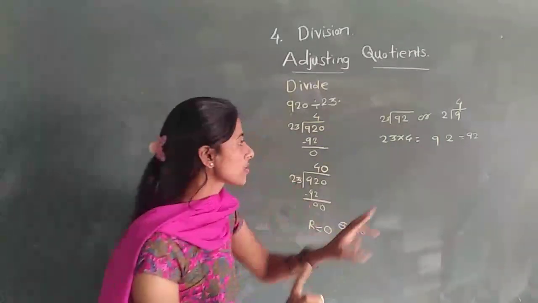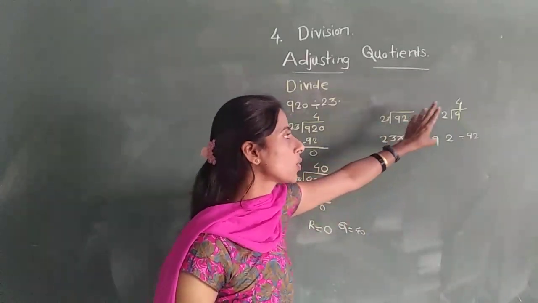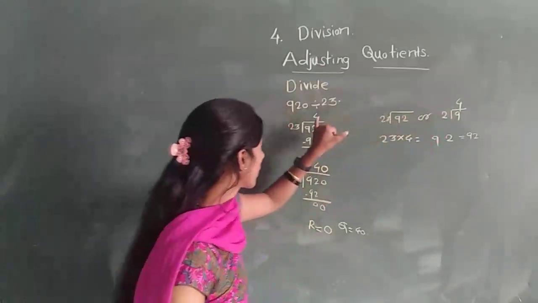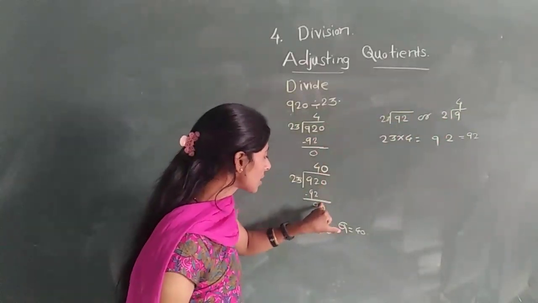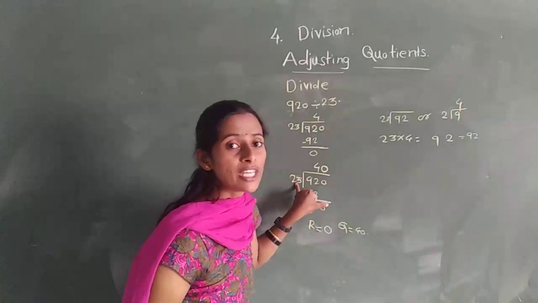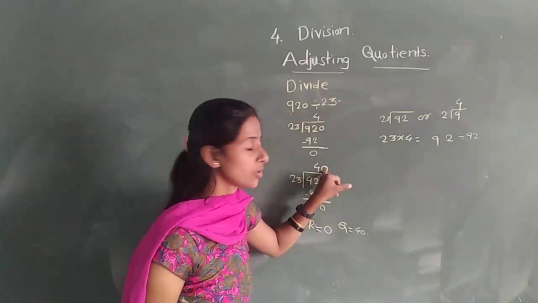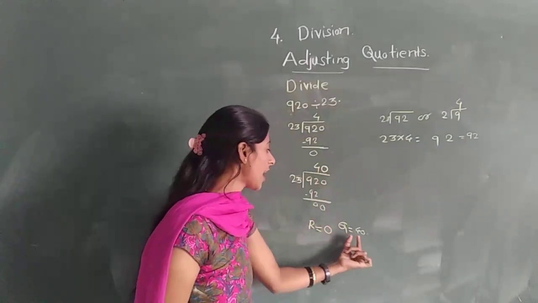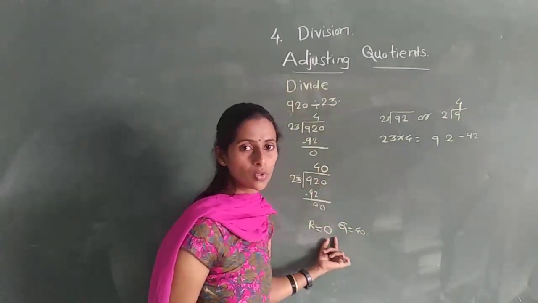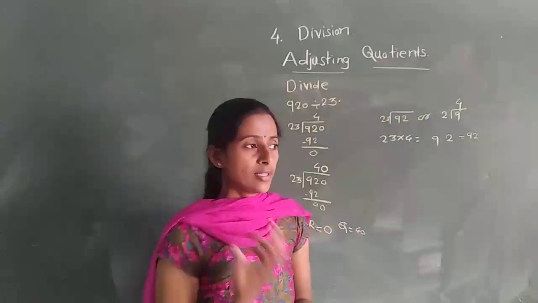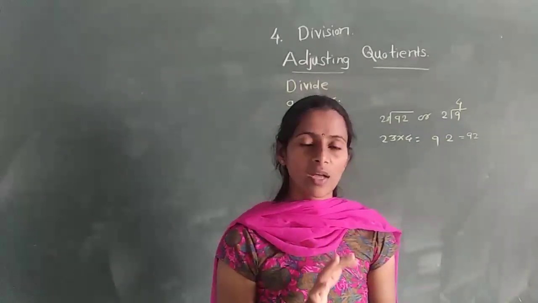Clear? So first, 23 fours are 92. So the quotient is 4. Okay, after bringing down, this number is less than the divisor, so first write 0 in the quotient. Okay, so 40 is your quotient and the remainder is 0. Clear? Next example we will see in the next lecture. Now stop here.